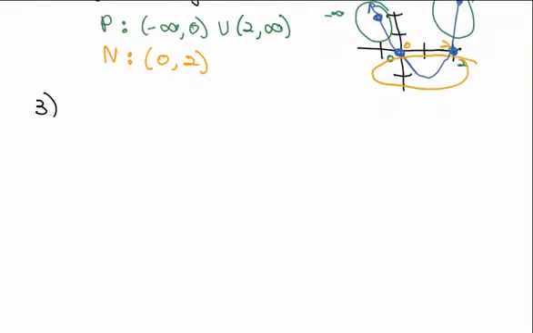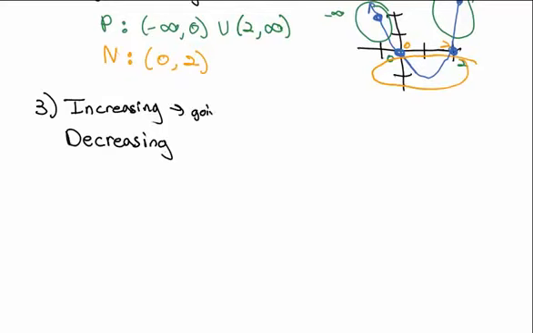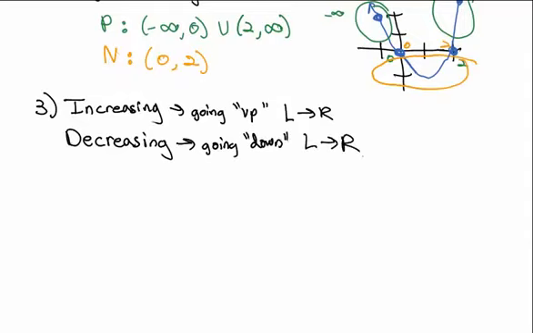The next one, don't confuse it with positive and negative, is when the graph is increasing or decreasing. And just like it sounds, increasing would be when the graph is going up from left to right. Decreasing, the graph looks like it's going down from left to right.